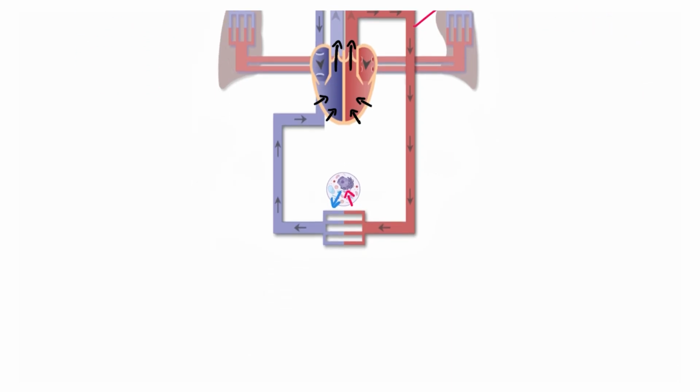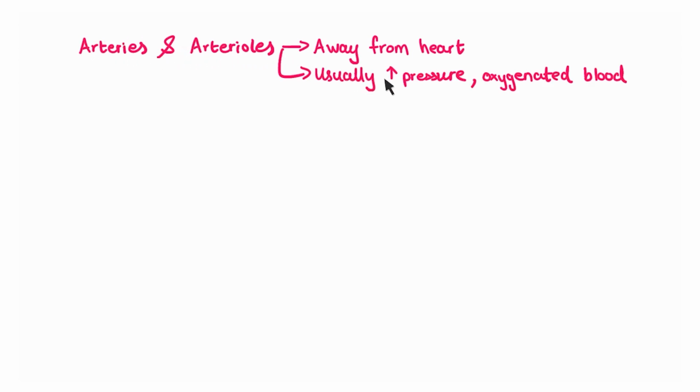Now, there are a few different types of blood vessels, but let's start with the arteries and arterioles. These are the blood vessels that carry blood away from the heart. You can remember A for away and A for artery or arteriole. These vessels usually carry high pressure oxygenated blood. And note that I said usually because there is an important exception to this that we'll talk about later.